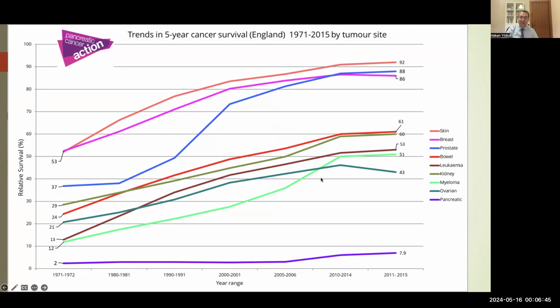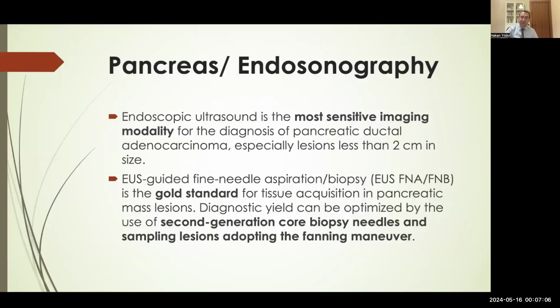But you can see the last, the purple line, the survival has not changed, and our treatment is not efficient right now. So why? Because we diagnose very late, and we should detect early pancreas cancer. Endoscopy is very valuable to detect pancreas cancer.